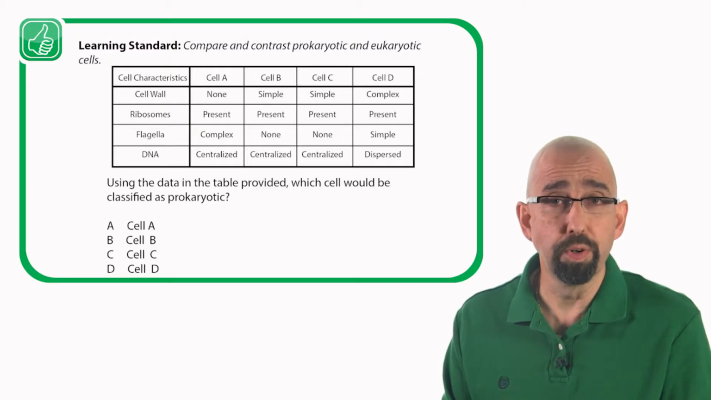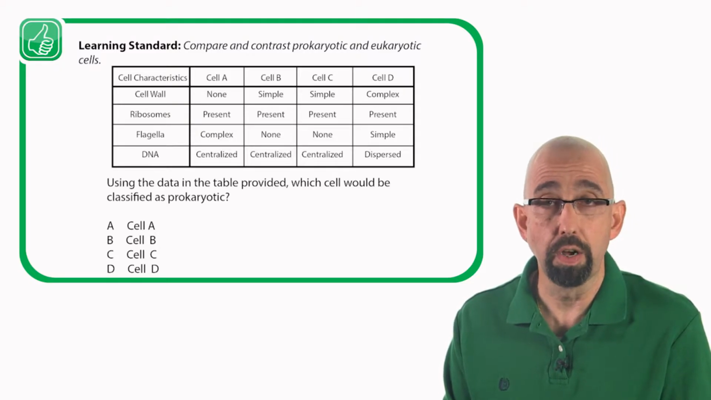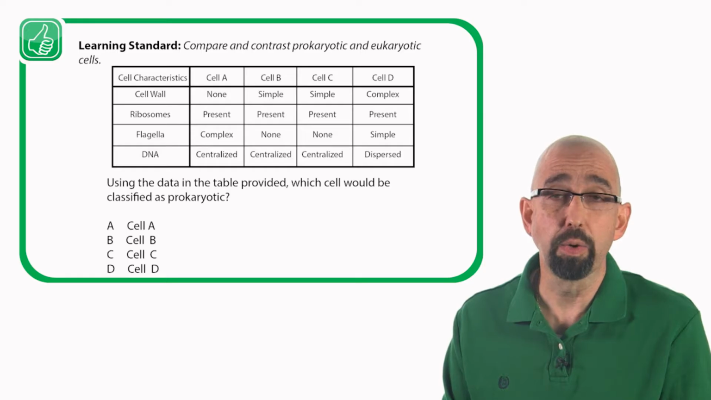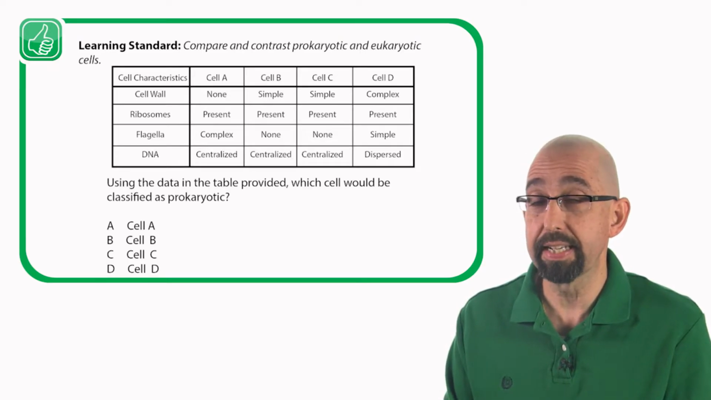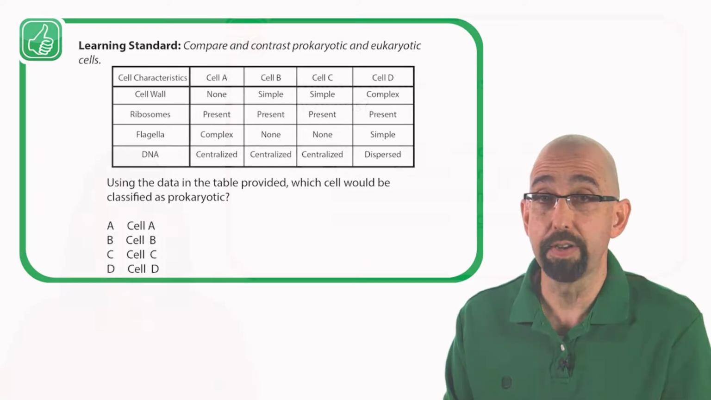This example is improved because it's raised the cognitive level of the question. Now the test taker will have to apply their knowledge of prokaryotic and eukaryotic cells in order to identify one.